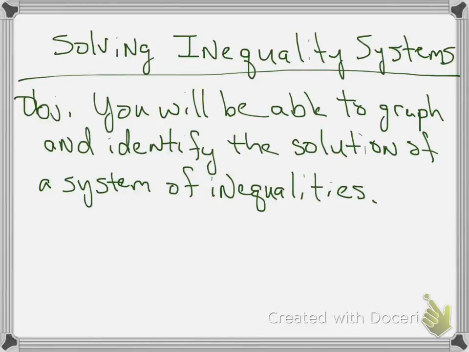Alright, so here's a recording of notes over solving inequality systems. What you'll be able to do is to graph and identify the solution of a system of inequalities. The idea here is that this is going back over the notes that you've already gone over in class, so you're reviewing these if you need that extra help.